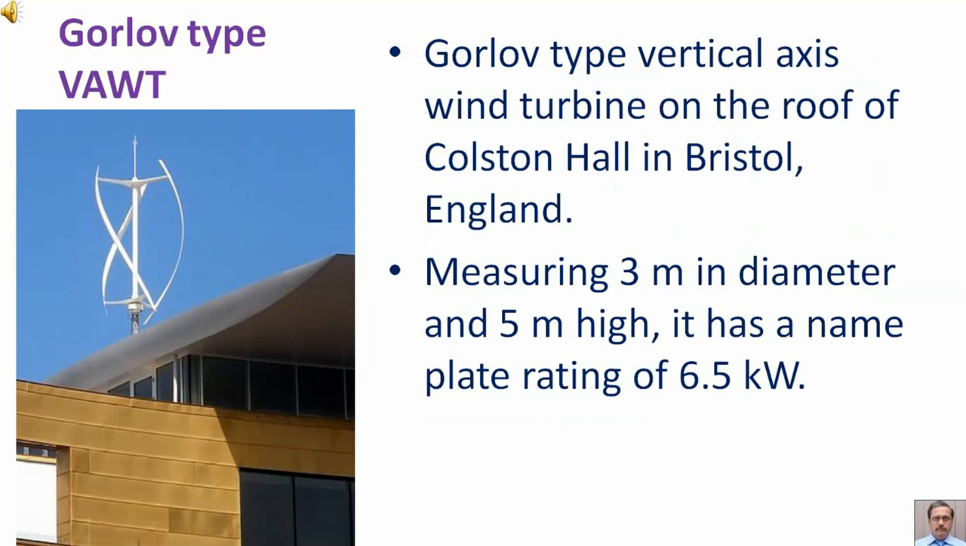Another type of vertical axis wind turbine is Gorlov type. Gorlov type vertical axis wind turbines on the roof of Colston Hall in Bristol, England. It is shown in the picture. It is measuring 3 meters in diameter and 5 meters in height. It has a nameplate rating of 6.5 kilowatt.